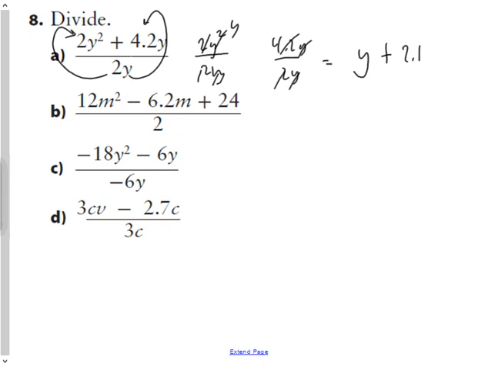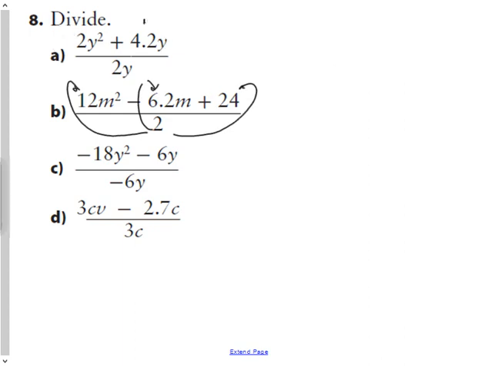All right, that's taken care of. The second one, this is going to be divided by 2, this is going to be divided by 2, and this is going to be divided by 2. So I'll rewrite this one out. So 12m squared divided by 2. Now remember, this is a negative sign, so let it stay with your term. Divided by 2, and 24 divided by 2.